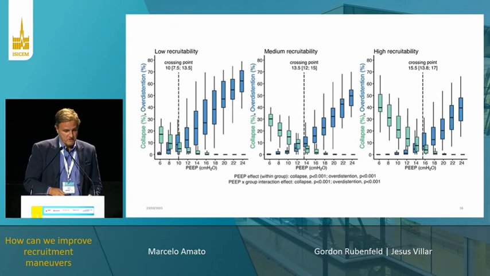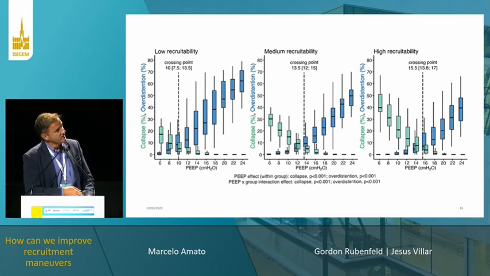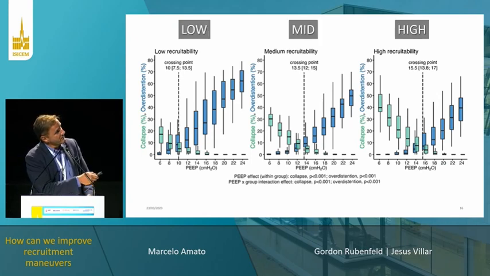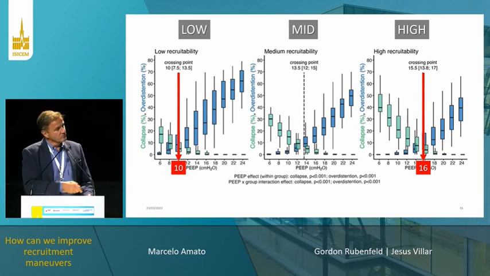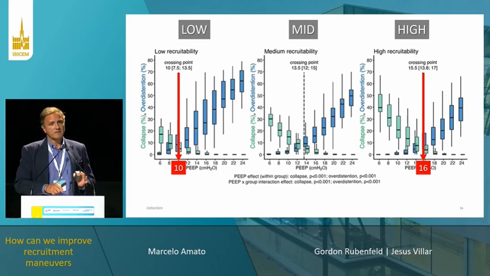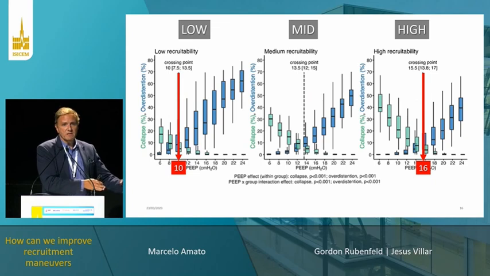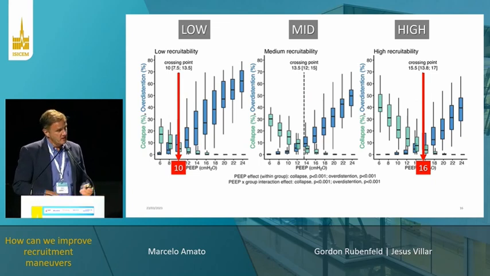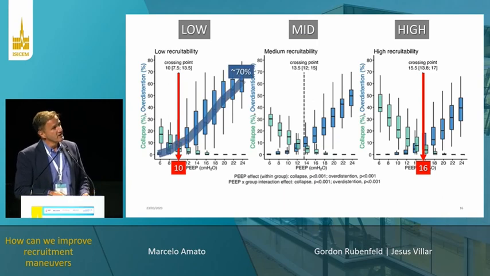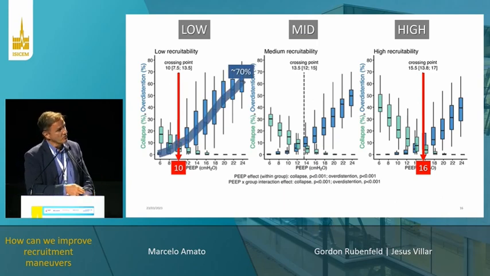This was one of the results of the study. Another interesting result was low, mid, and high recruitability, and let's see the crossing point. Here it was 10, and for the high recruiters, 16. So this graph suggests that the patients presenting more recruitability need higher PEEP. A small suggestion, but the reality is not like this. I'm going to show you why.